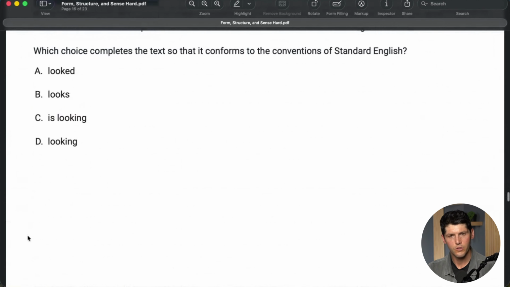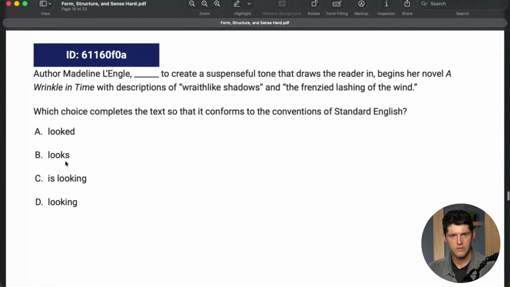And again, you can tell really quickly if you know what you're doing. So I just scanned this document, the hard verb questions, and I found one by glancing at the answer choices. Imagine how much faster you go through the test if you're able to do this, right? So conventions of standard English, answer choices that are short and they're just verbs.